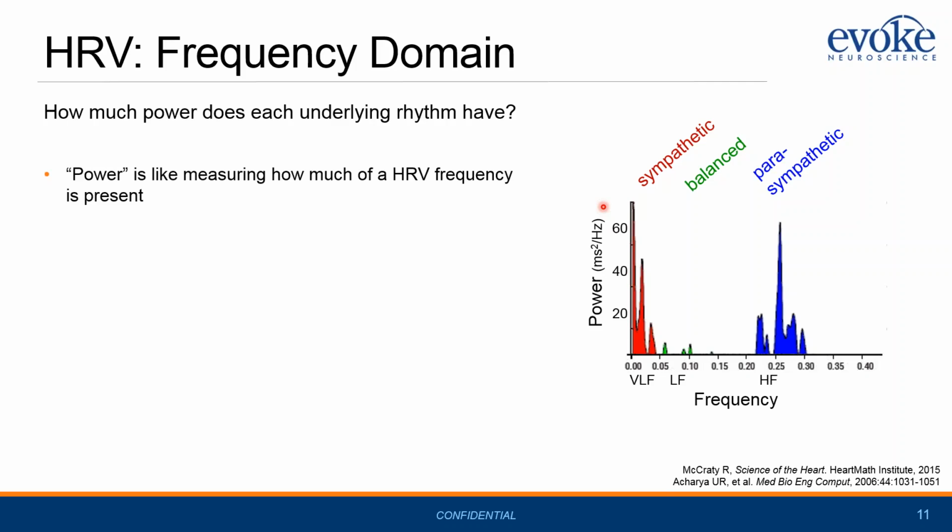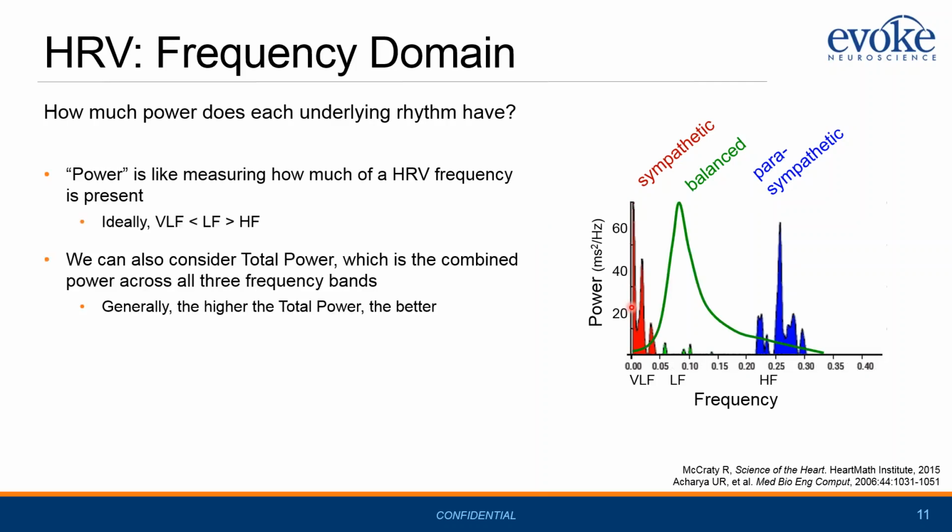So ideally, we would like to see a distribution where the most power is in this balanced region. That means we can easily shift from sympathetic to parasympathetic activation, and we're balanced between the two. But what this graph is showing for this patient is that somebody has too much sympathetic activity, and they also have too much parasympathetic activity. So this person's very tired, and they're tired of being tired. Now, we can also consider what is called total power, and that's the combined power across all of these frequency bands.